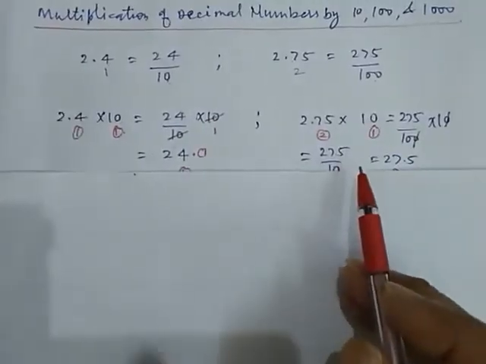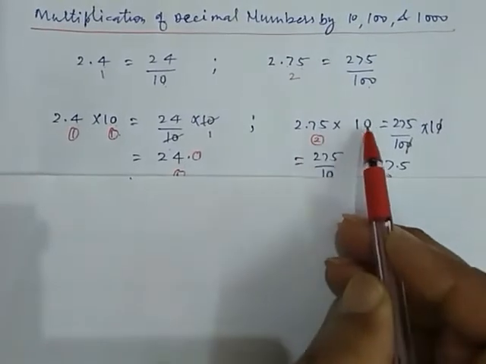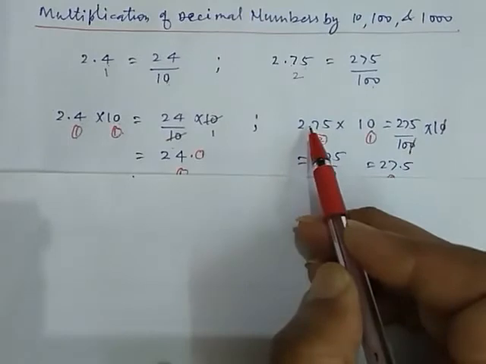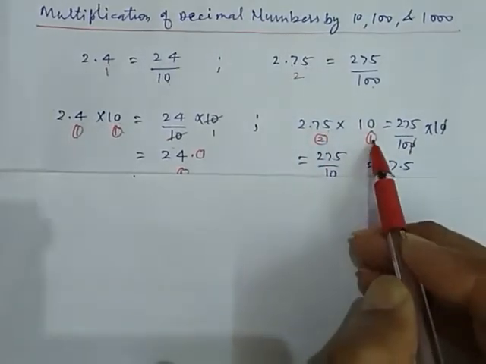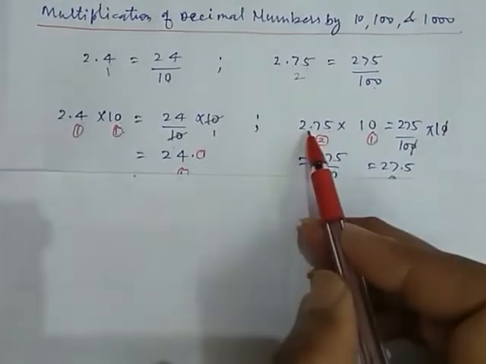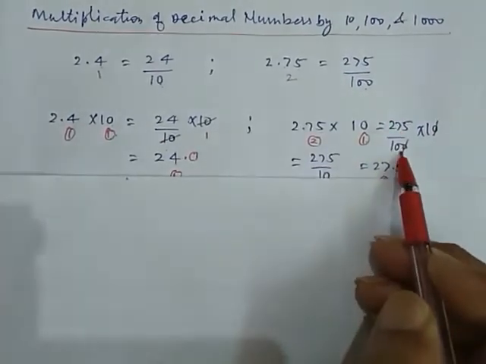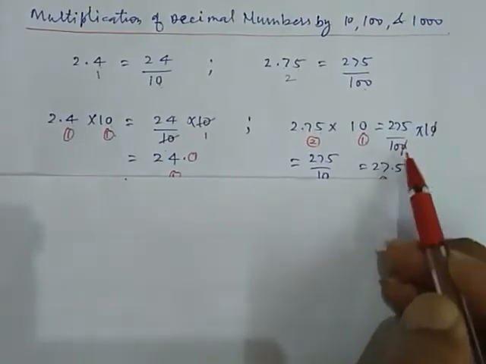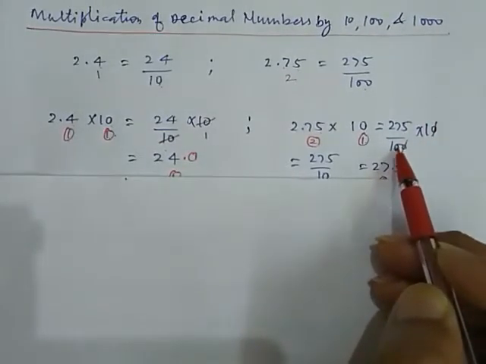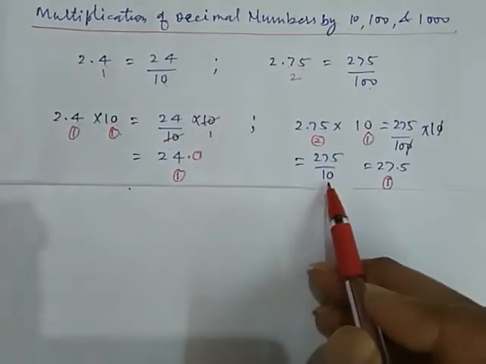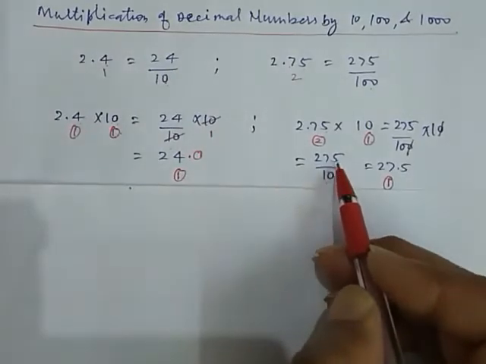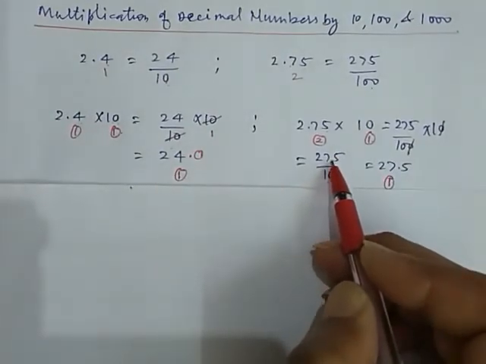Now again we learn 2.75 into 10. Here there are 2 digits after the decimal and here 10 only. Okay. First we see the detailed procedure. We can write this as 275 by 100 and this into 10. So this cancels out by these 0s and here 10 is left. So 275 by 10 means we put the decimal after 1 digit, before 1 digit.